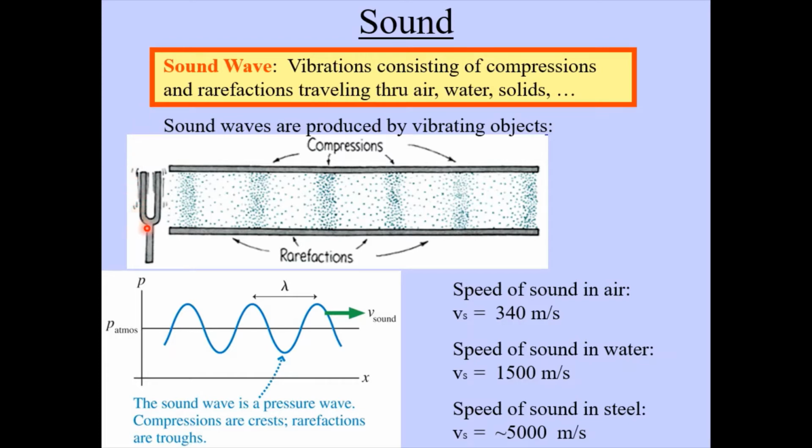For example, a tuning fork is a piece of metal here, and if we strike it with a hammer, it vibrates back and forth. As it vibrates back and forth, it compresses the air molecules next to it every time it moves to the right, and it creates a region of higher pressure, which is called a compression. When the tuning fork moves to the left, it leaves a region where there are fewer air molecules and lower pressure, and this is called a rarefaction.